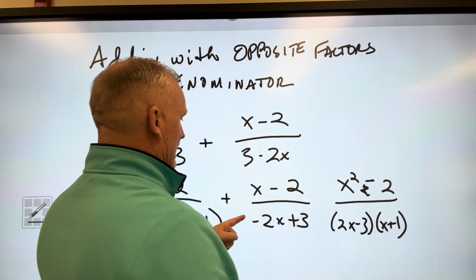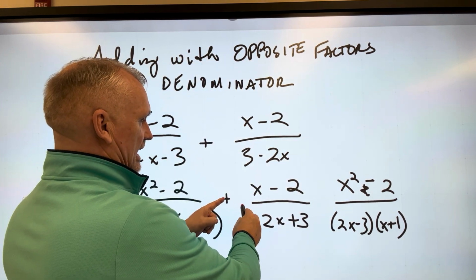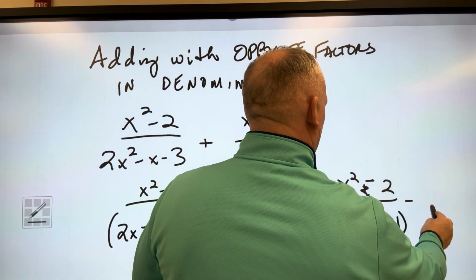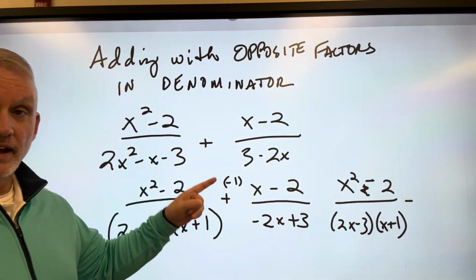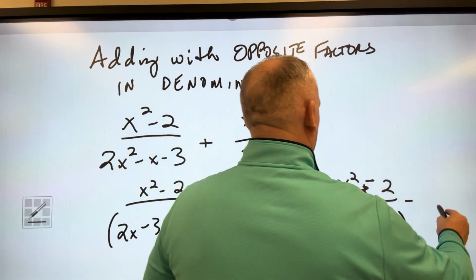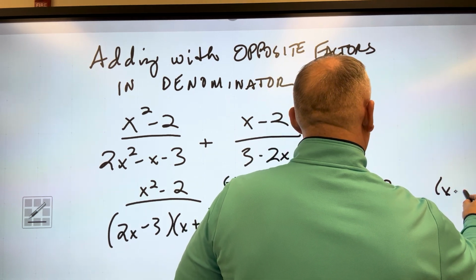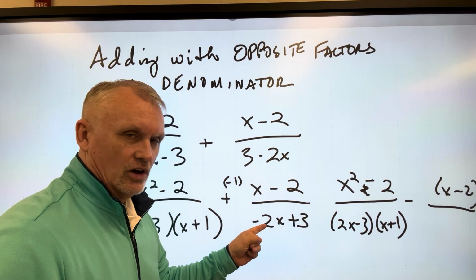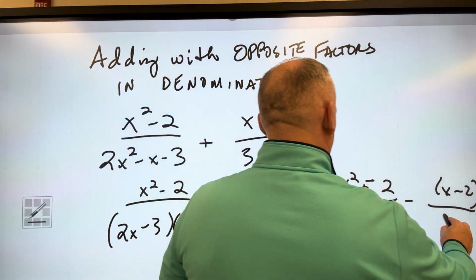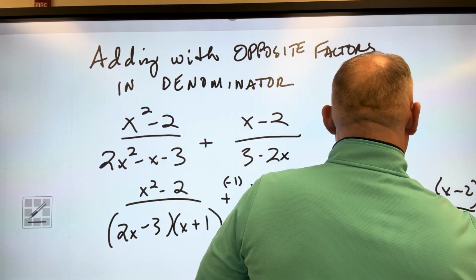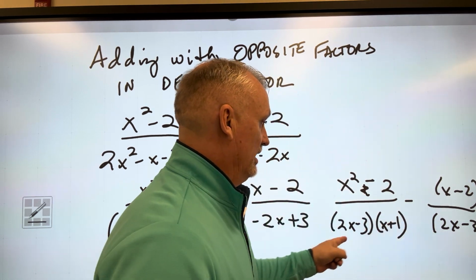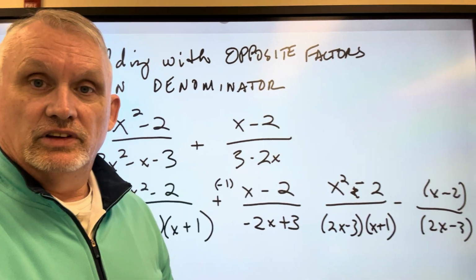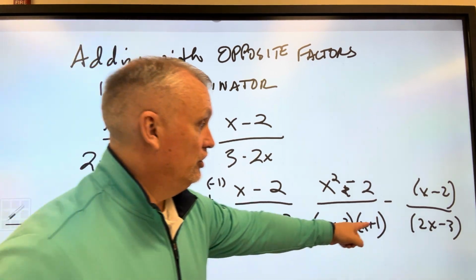And I'm going to pull out a negative. If I pull out a negative, that makes this minus, because a positive and a negative makes that minus. And I'm left with x minus 2 over, when I pull out a negative, it changes all these signs. So I got 2x minus 3. Well, look at this. I've got something in common in this denominator. I got that 2x minus 3.